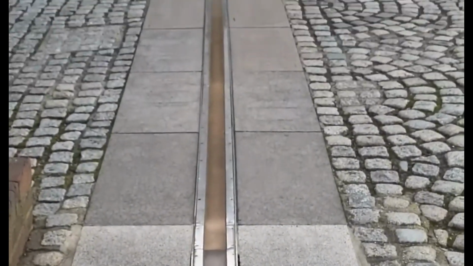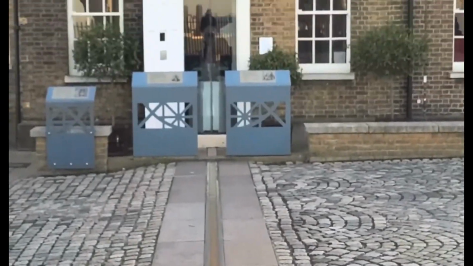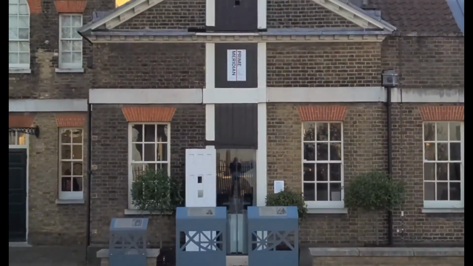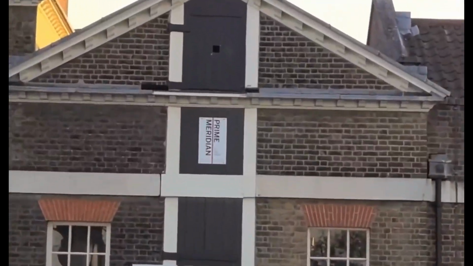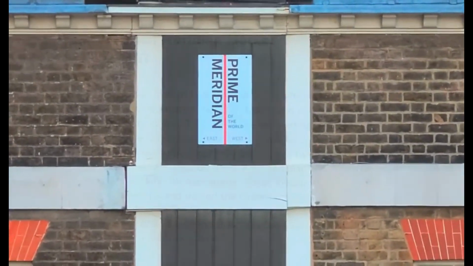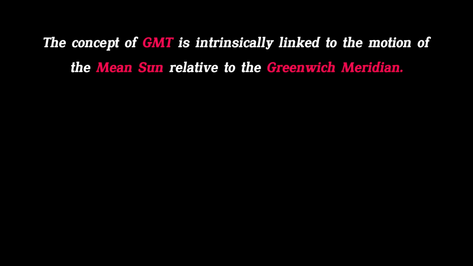Greenwich Mean Time is defined as the local mean time at the Greenwich Meridian. While Greenwich Mean Time has been largely superseded by the term universal time in scientific contexts, it remains a significant reference point in navigation. The concept of Greenwich Mean Time is intrinsically linked to the motion of the mean sun relative to the Greenwich Meridian.